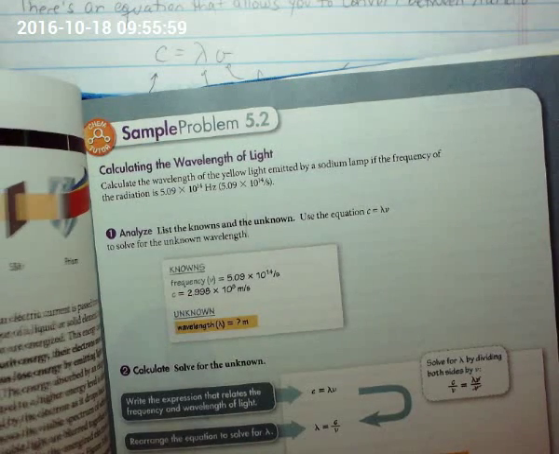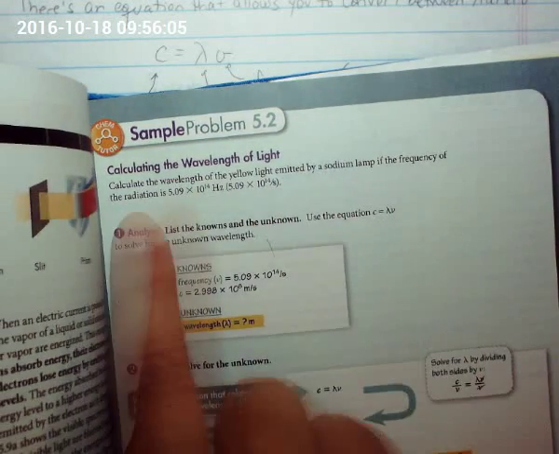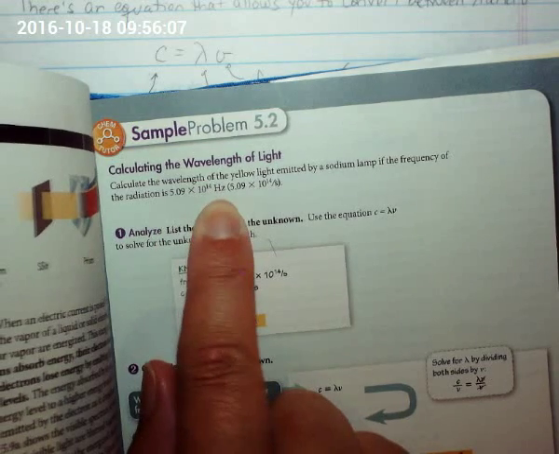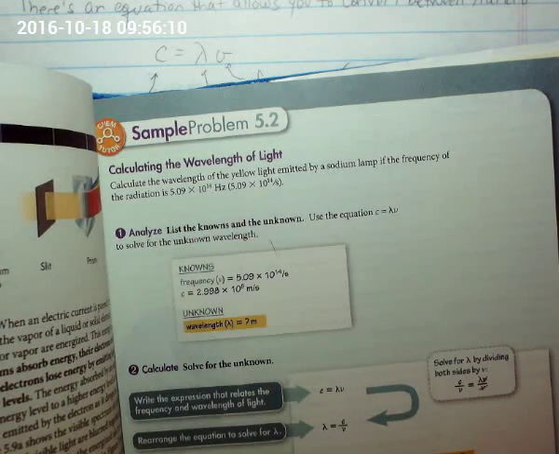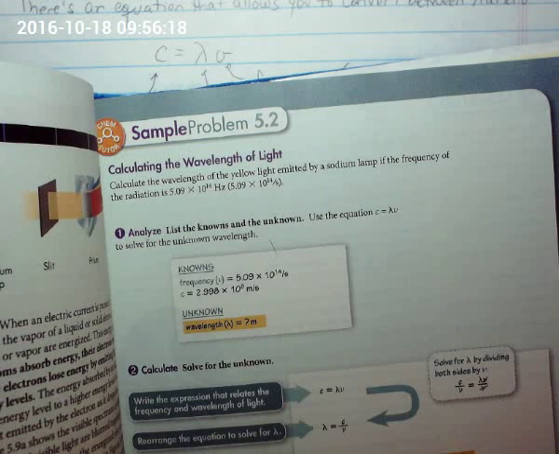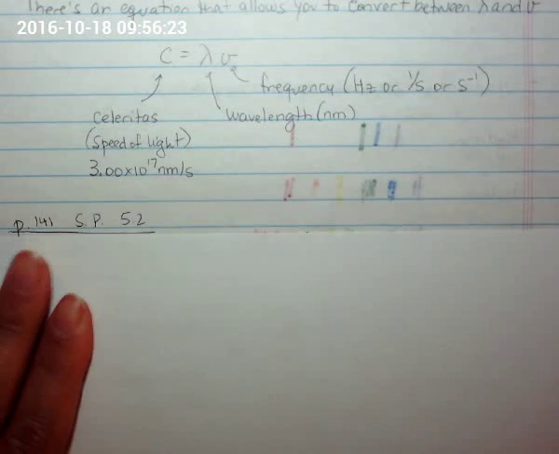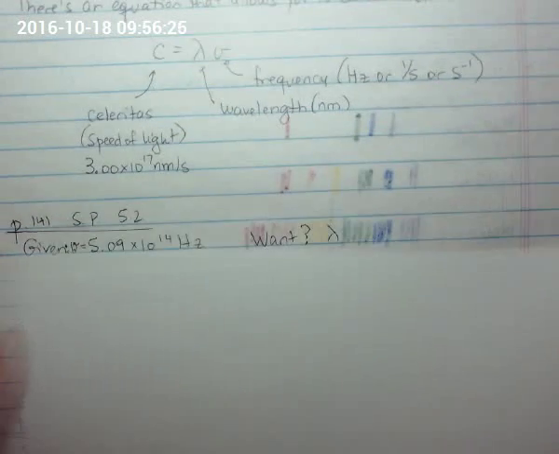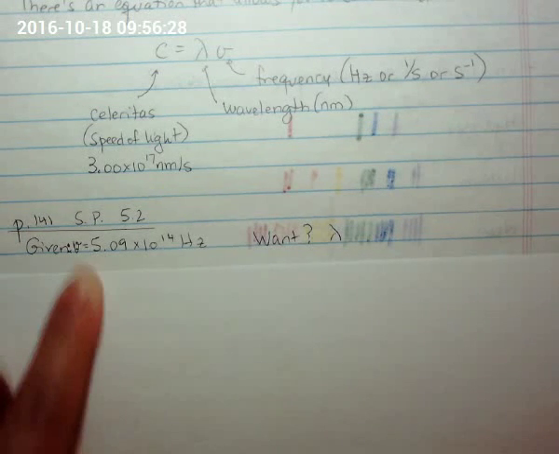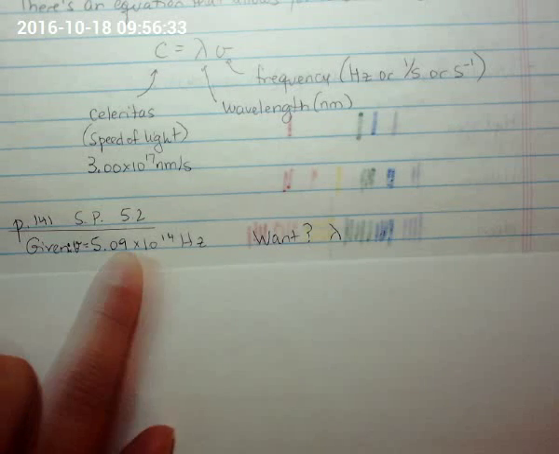All right, so here's the question they're going to ask. They want us to calculate the wavelength of yellow light emitted by a sodium lamp if the frequency of the radiation is 5.09 times 10 to the 14th hertz. When you're doing these questions, I want you to start by writing down what they're giving you. What are they giving you? The frequency, all right? So this is what I write down. I write down that nu, the given, is equal to 5.09 times 10 to the 14th hertz.